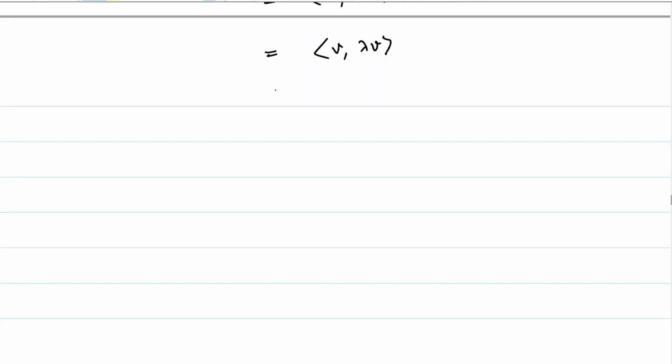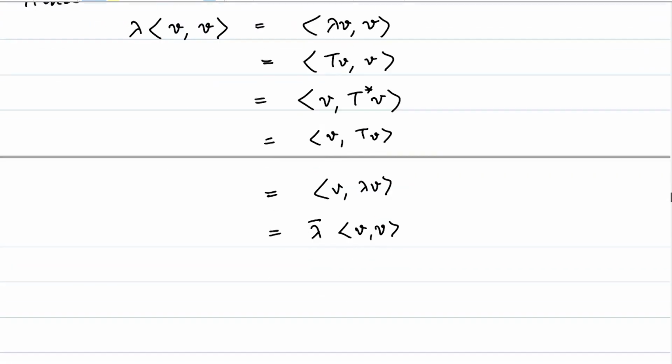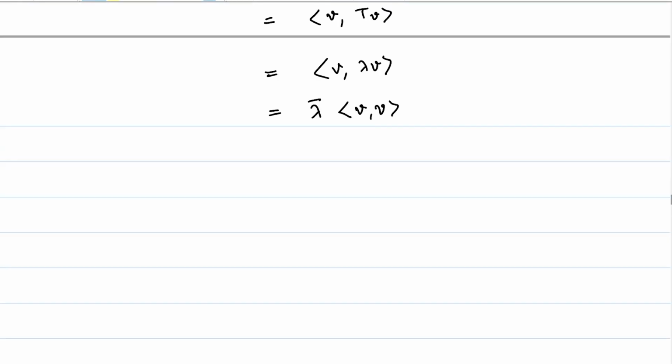And by the properties of the inner product, this is lambda bar times the inner product of V with itself. So what do we have? We have lambda times the length of V squared is lambda bar times the length of V squared. So this implies lambda minus lambda bar times the length of V squared is equal to 0.